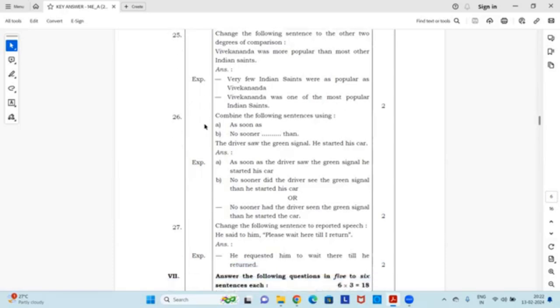Next, combine the following sentences using "as soon as" and "no sooner than." The driver saw the green signal, he started his car. First we'll write it with "as soon as." As soon as the driver saw the green signal, he started his car. Then by using "no sooner than": No sooner did the driver see the green signal than he started his car.